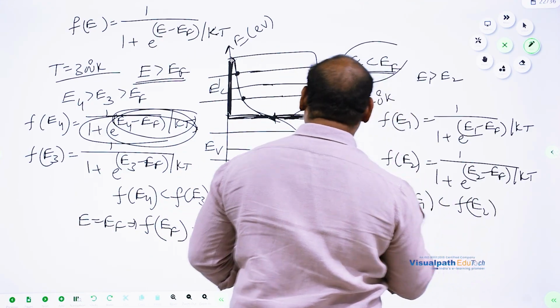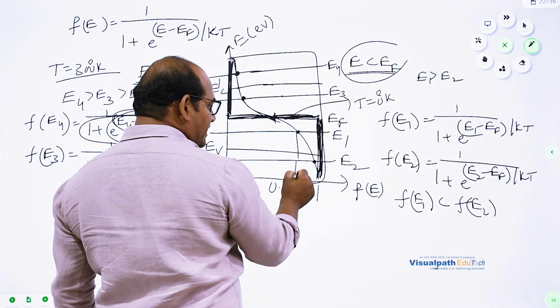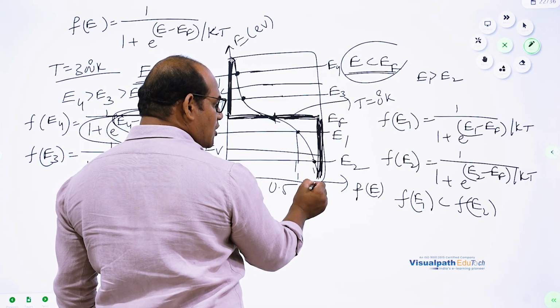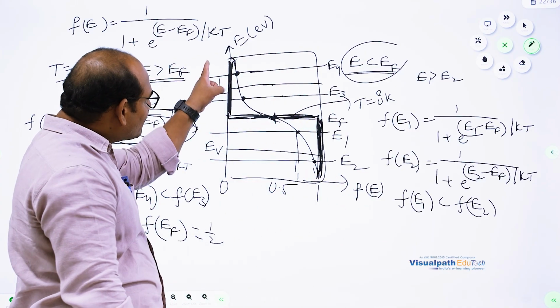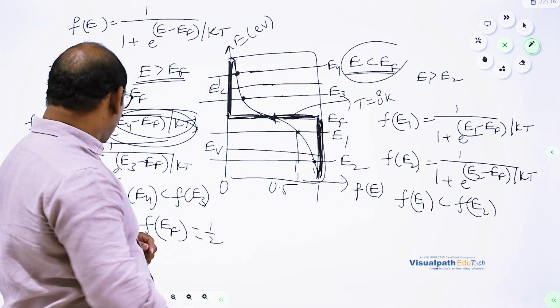That is why you can check in the diagram. The probability here is, for example, 0.7. Here the probability is 0.8. f of E2 is larger compared to f of E1. So, the curve will be like this.